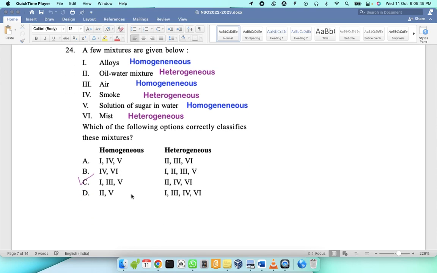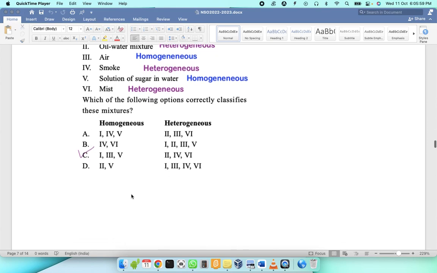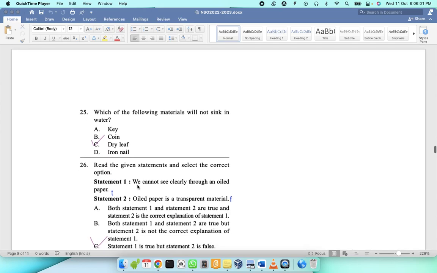Alloys are homogeneous mixtures. Oil-water mixtures are heterogeneous. Air is homogeneous, smoke is heterogeneous, and sugar in water is homogeneous. Mist is also heterogeneous. C is the answer here. Key, coin, and iron nail are all made out of metals. They sink in water as they are denser than water. Dry leaves do not sink in water as they are less dense than water, and they float.